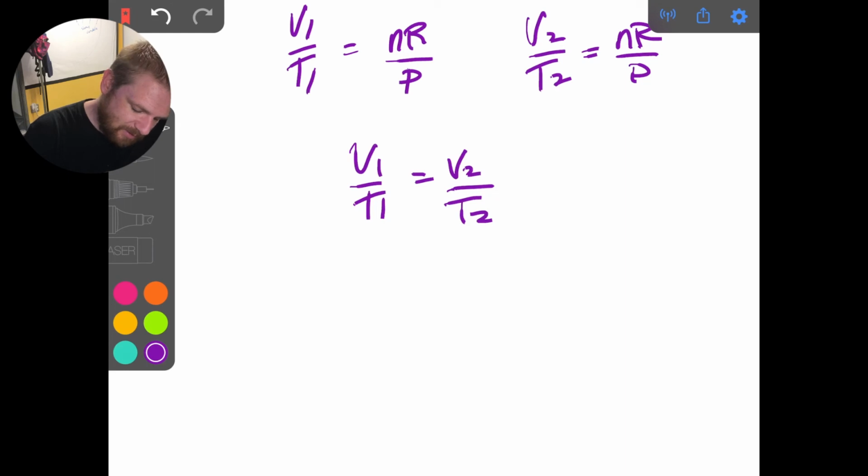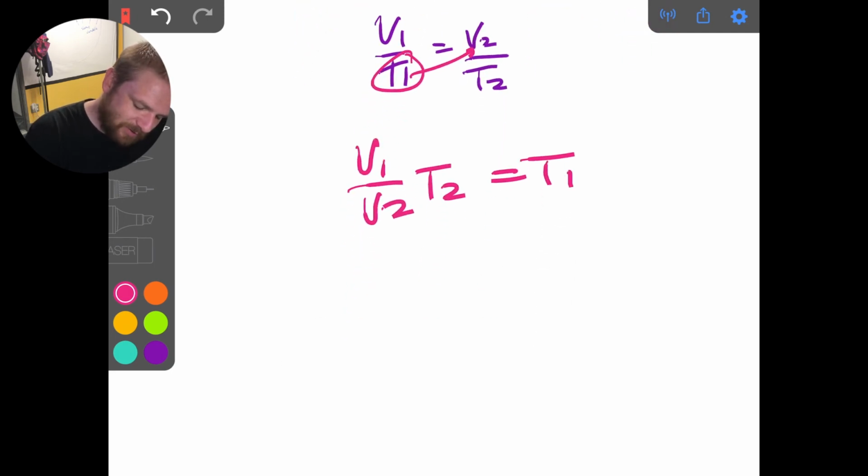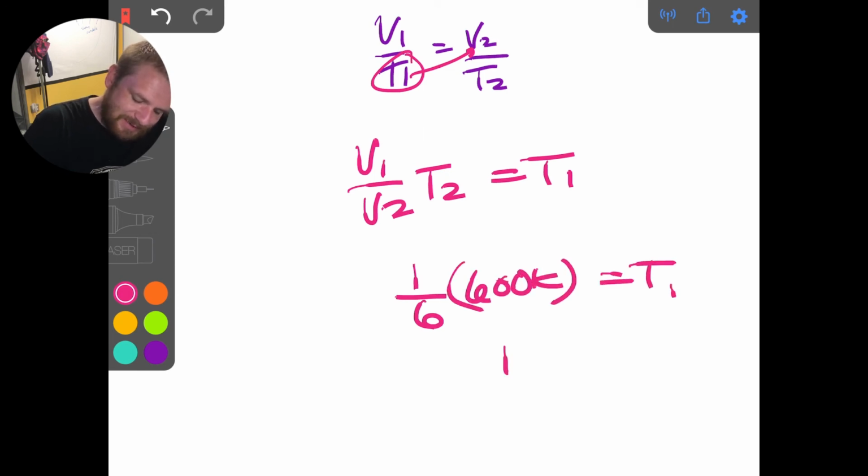So this is going to move up over here, and we're going to invert the fraction on the other side. So we end up with V1 over V2 times T2 is equal to the temperature that we're interested in, T1. V1 is the small volume of 100 cubic centimeters, and V2 is the volume 600 cubic centimeters. So this is going to be 1/6 times T2, which was our 600 Kelvin, is equal to T1, or T1 is a nice round 100 Kelvin.